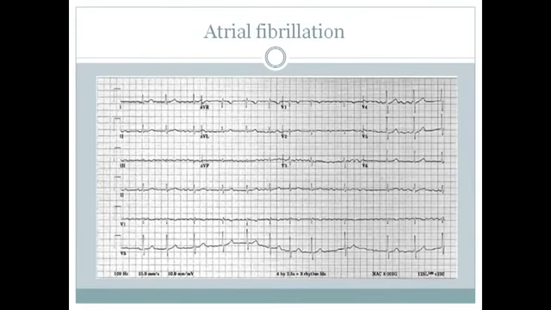So this is the classic EKG of atrial fibrillation. Okay, chaotic atrial activity, and you need to focus, if you have a question of what rhythm it is, on whether I'm seeing P waves or I'm not seeing P waves.